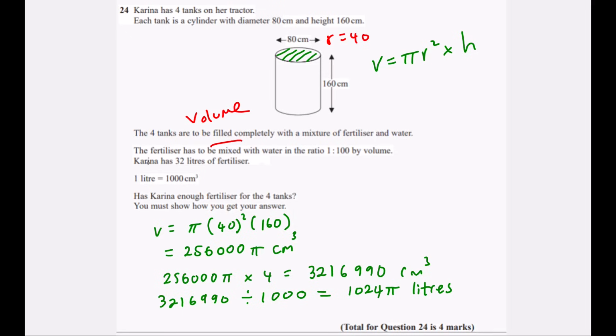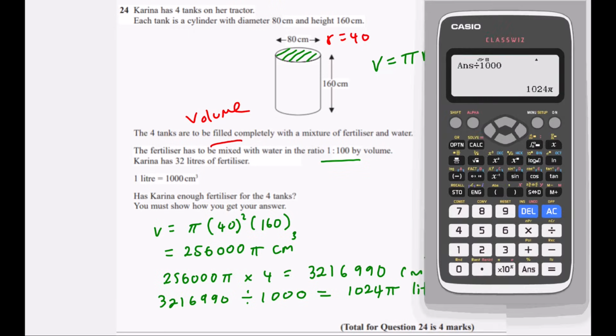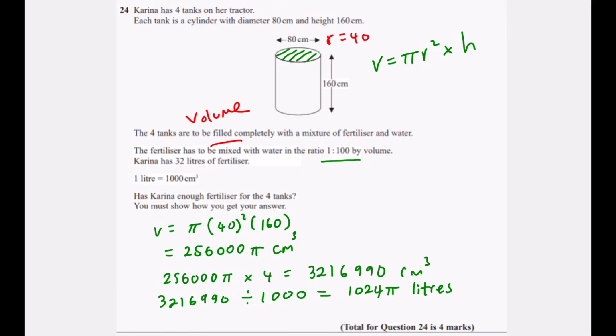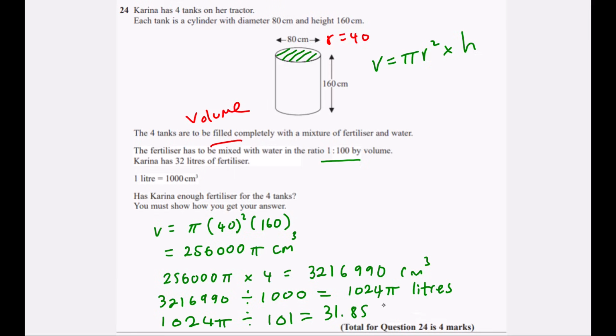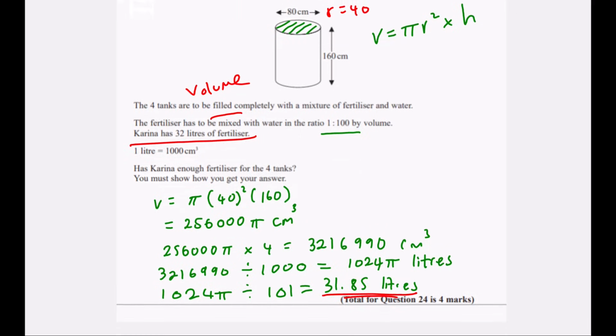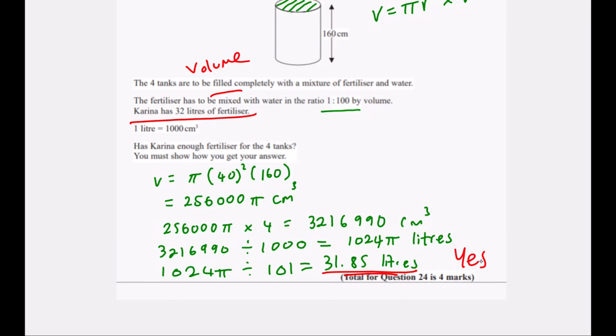And the fertilizer has to be mixed in the ratio 1 to 100. So how many parts? 101. 101 parts. So I'm going to divide it by 101, and I get 31.85 litres per part. The fertilizer is only 1 part, so that is how much fertilizer we need. We've got 32. So has Karina enough? Yes, she does. 31.85 is less than 32, so she has enough.